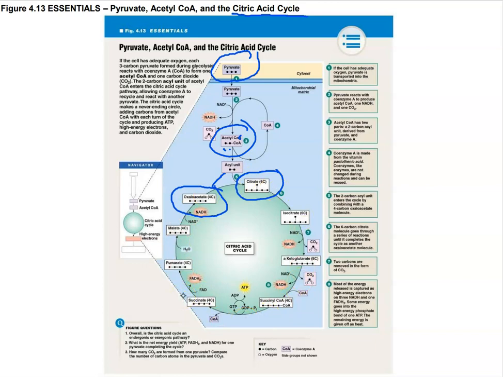Obviously, since the citric acid has 6 carbons and the oxaloacetate has 4 carbons, we're losing 2 carbons, and they're leaving as CO2. So we're going to lose 2 CO2 in the process of oxidizing our citric acid molecule, or basically the acetyl-CoA that entered.